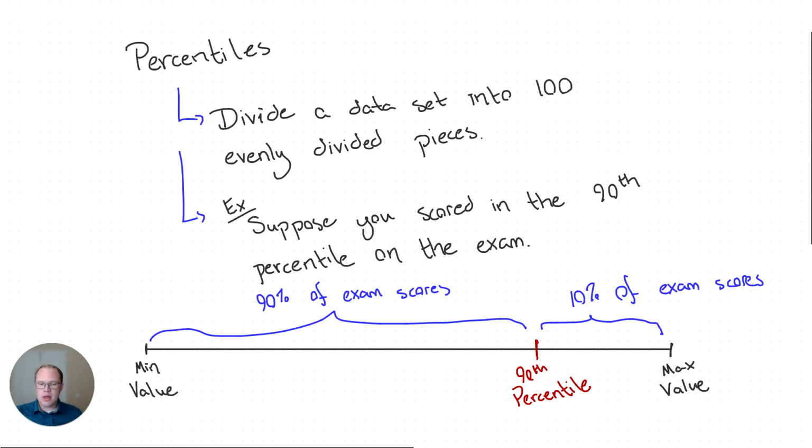Now how do we actually calculate a percentile? If we're going to do it by hand, it takes a little bit of work. We would have to put all our data values in order and count to figure out where the 90th percentile is. We don't want to put in that much work, so we're going to let the calculator or the computer do the hard work for us.